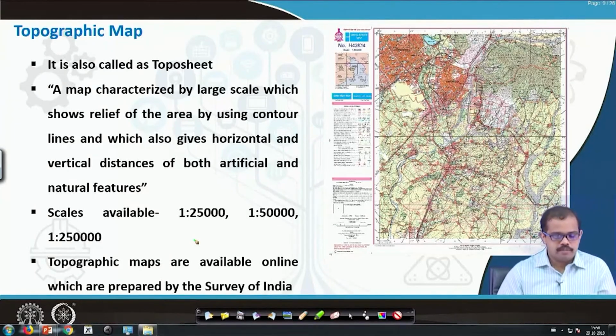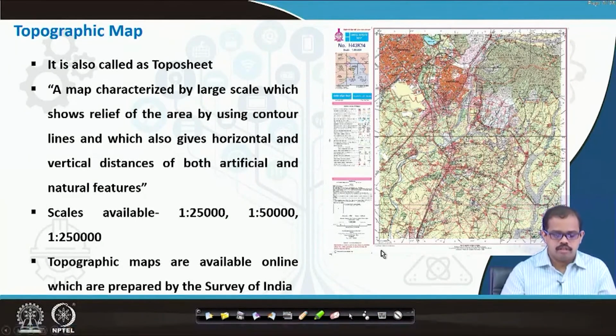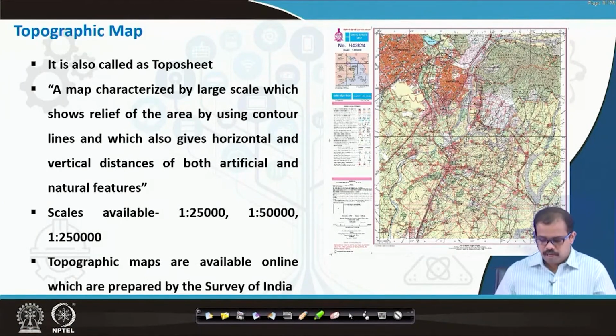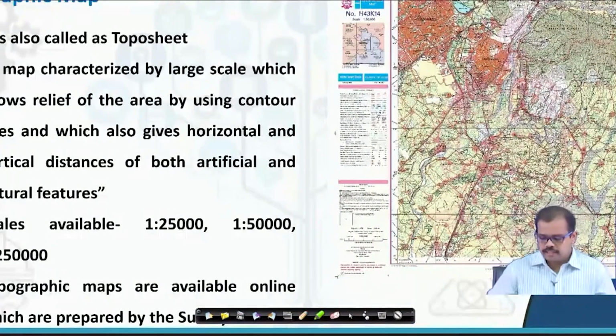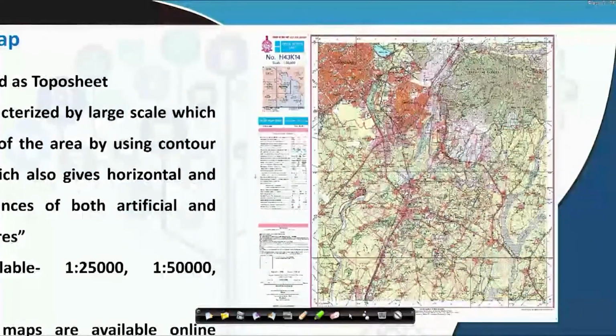Topographic maps are available online, prepared by Survey of India. It's the sole owner and the sole distributor of these maps for India. So if you want to look at the maps, you can go to the Survey of India website, as I have shown previously. Give your Aadhaar number and download the maps as you like for whichever region you would like. When you look at this particular map here, this map has its own legend, which gives you the types of information that have been used. Then it gives you the scale here.